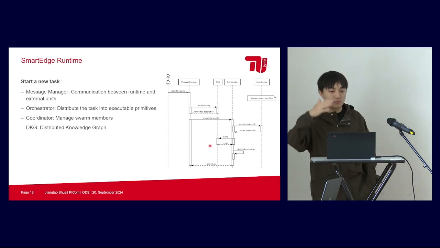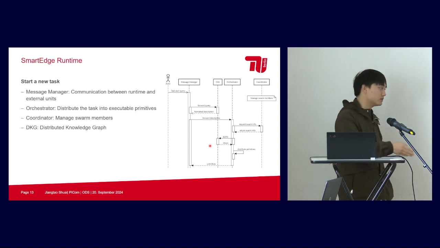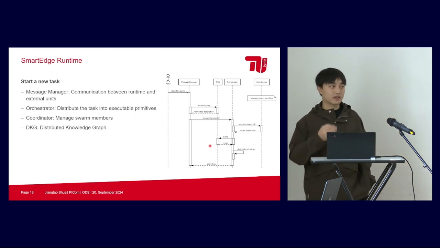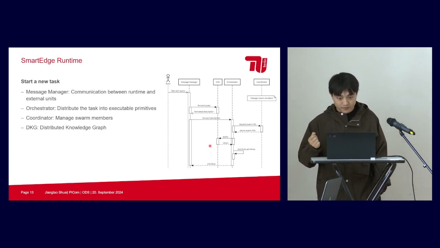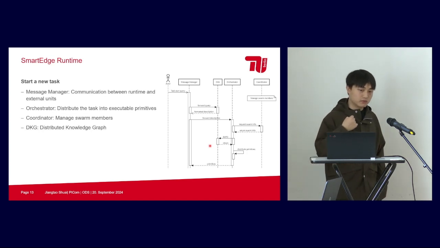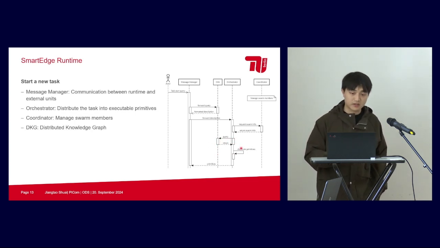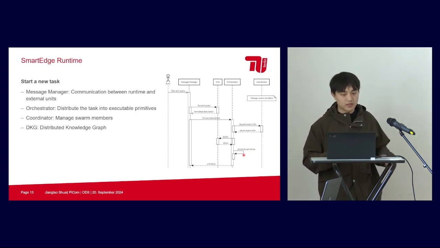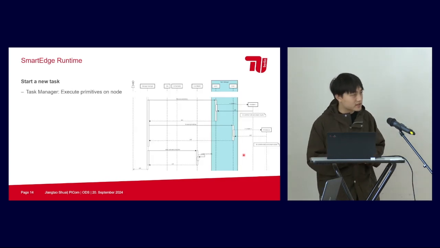By the way, the coordinator will always manage the Swan members. Then the orchestrator will know which edge devices have what kind of capabilities, for example, if CUDA is available, or if there's a camera on that edge device. Based on this information, the orchestrator will probably ask the DKG again to get more specific field information. Then the orchestrator can distribute the huge task into multiple primitives. Then these primitives are sent back to the message manager in order to forward them to the task manager.